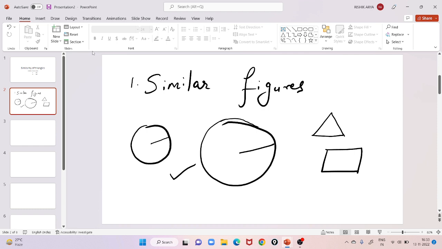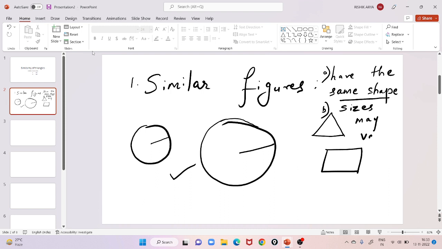So what conclusion have we drawn for similar figures? For similar figures, they must have the same shape. Shape should be the same, but sizes can be different. Sizes may vary or be the same. So these are similar figures.